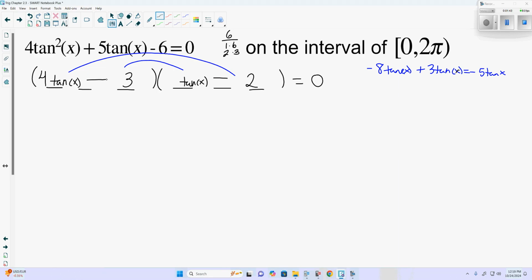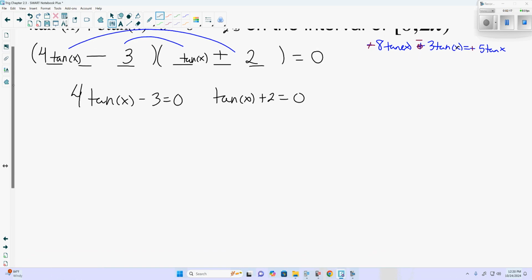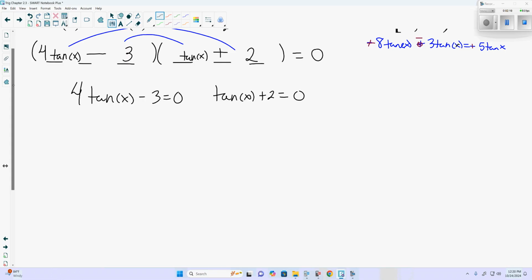So what we have to do is change the signs, which will take it from negative 8 tangent of x to positive, and it'll switch our signs. So 4 tangent of x minus 3 is one of our factors, and tangent of x plus 2 is our other factor. And since we have 2 things multiplied together to equal 0, one of these has to be 0. So either 4 tangent of x minus 3 is equal to 0, or tangent of x plus 2 is 0.